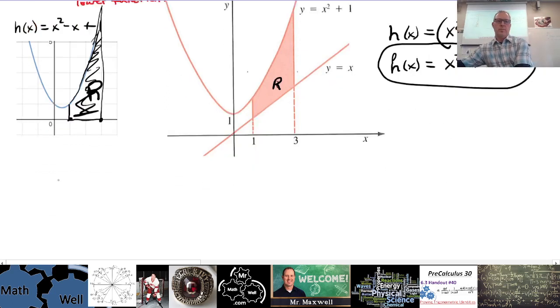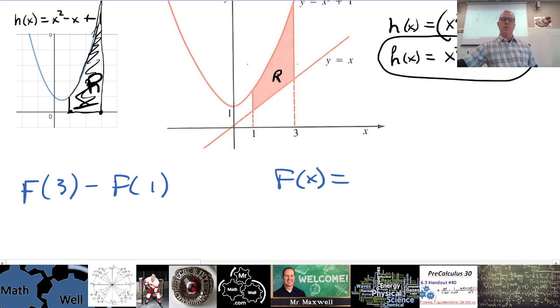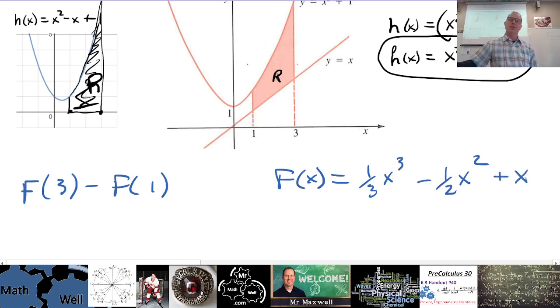So we're going to have f of 3 minus f of 1. And the antiderivative function of the new one is going to be, what's the antiderivative of x squared? 1 over 3 x cubed, very good. What's the antiderivative of x? 1/2 x squared, great. And what's the antiderivative of 1? 1x, or just x.